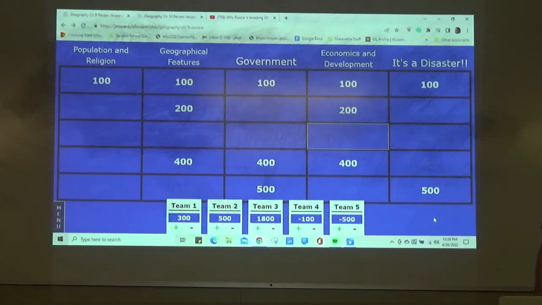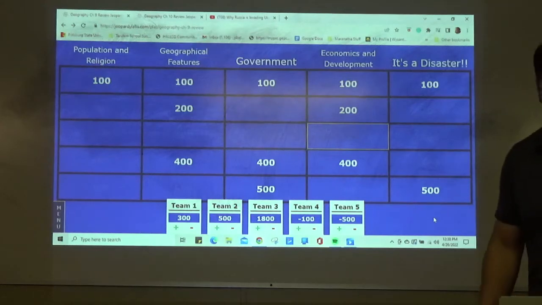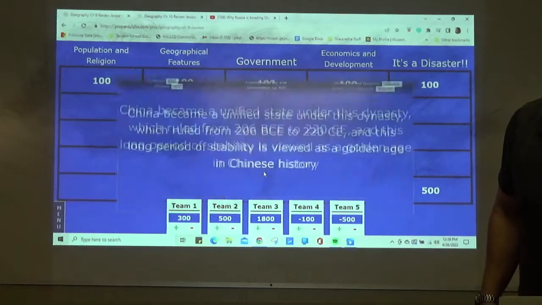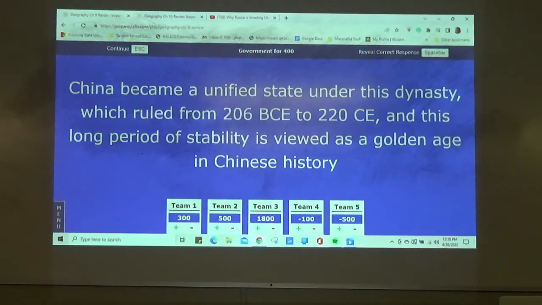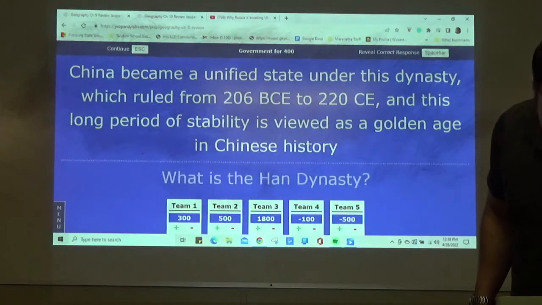Alright, Team 3. Government 400. It's quiet today. China became a unified state under this dynasty, which ruled from 206 BCE to 220 CE, and this long period of stability is viewed as a golden age in Chinese history. Han Dynasty. The Han. Very good.